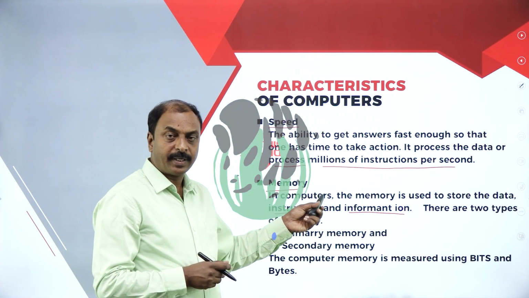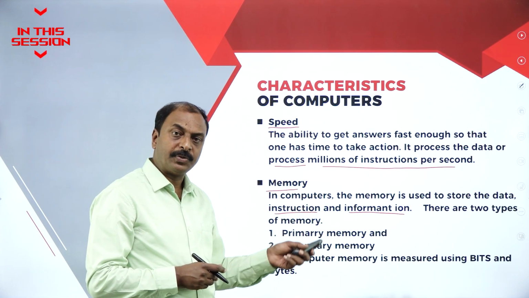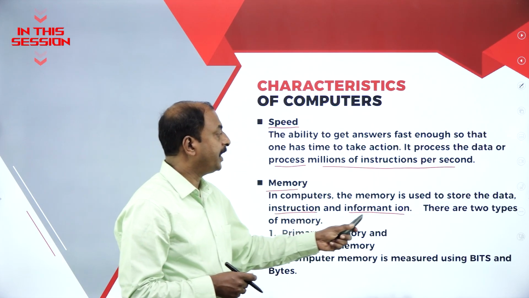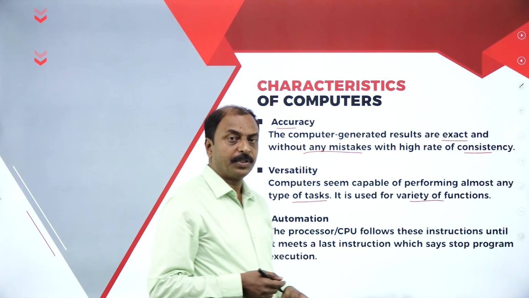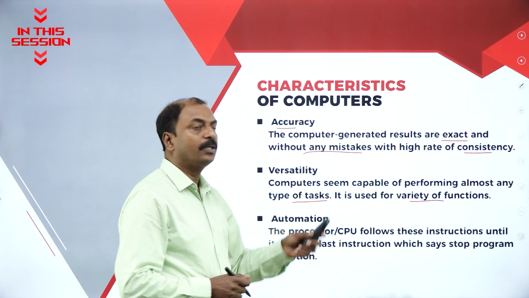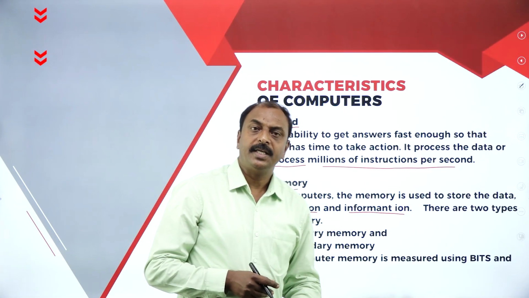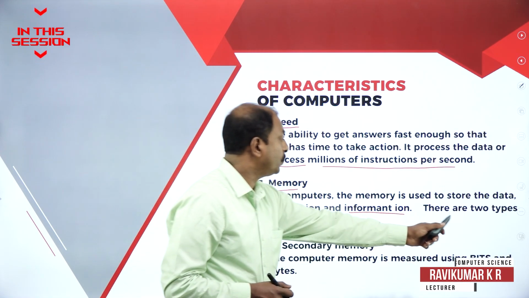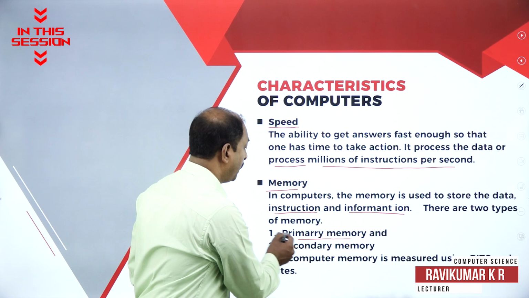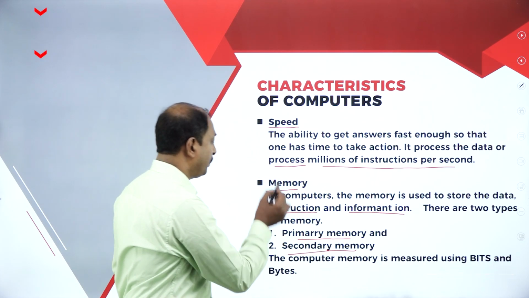Memory in a computer is used to store data, instructions and information. We are using computer for different types of work. That is the meaning of the word versatility. And in the computer, there are two types of memory: one is primary memory and the other is secondary memory.